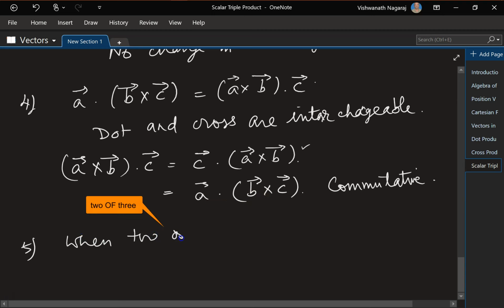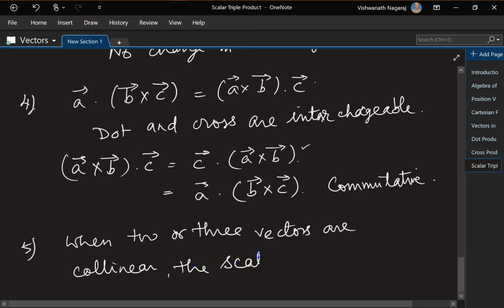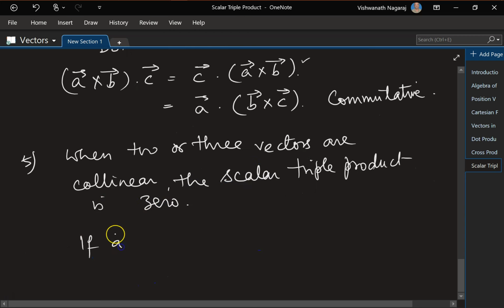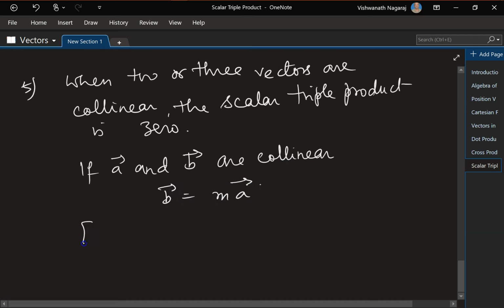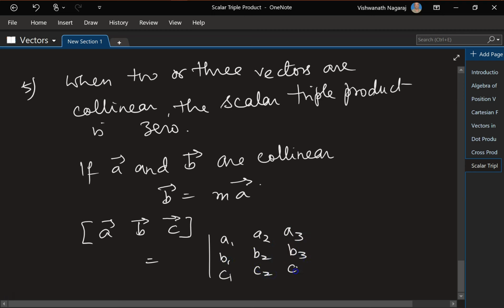When 2 of 3 vectors are collinear, the scalar triple product is 0. If A and B, let's say, are collinear, then B would be equal to MA. So A, B, C would be equal to the determinant A1, A2, A3, B1, B2, B3, C1, C2, C3.